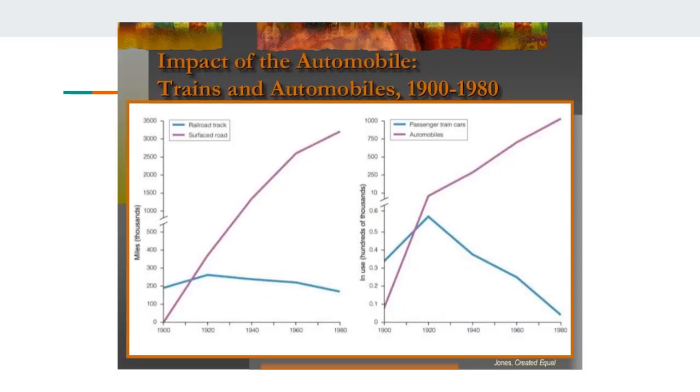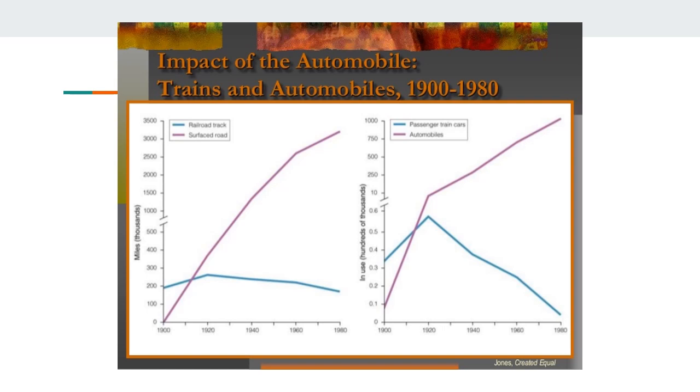So the impact of the automobile on trains and automobiles, 1900 to 1980. The first graph shows the red line is railroad tracks and the purple line is surfaced roads. And the second one is passenger train cars and the other one is automobiles. So you can see from 1900 to 1913, 1914, there were way more railroad tracks in the United States than actual paved roads. Paved roads means it has some sort of stone or rock on it. It's not a dirt road that will become mud and unpassable in the rainstorm.